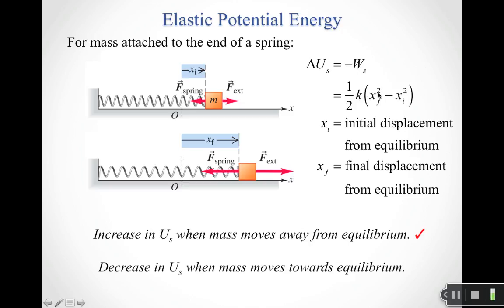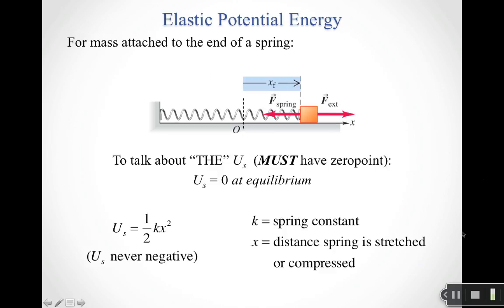If, on the other hand, I move towards equilibrium so that my final value here is less than my initial value in terms of these two displacement values, then whatever's inside the parentheses here will end up being negative, right? Something small squared minus something big squared is going to end up being negatively valued. k is always a positively valued constant, so that means that my change in the elastic potential energy would be negative, which again tells me that I have a decrease in the elastic potential energy when my mass moves towards equilibrium. So again, that checks out just like we expected it to.